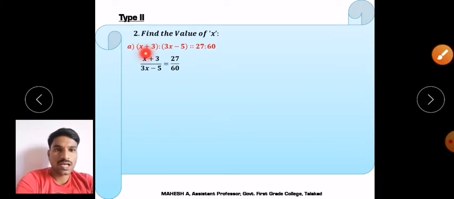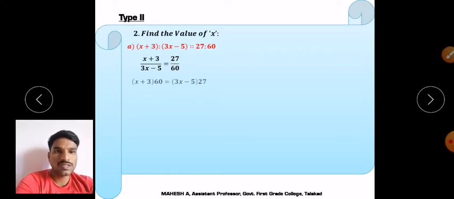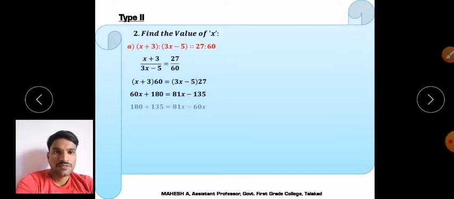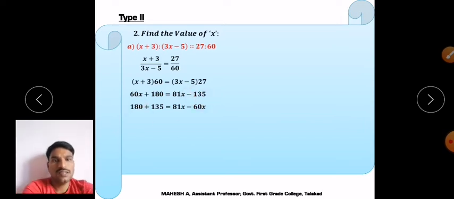When doing cross multiplication, what should you do? x plus 3 into 60 and 27 into 3x minus 5. This is the cross multiplication which we have done. Then you multiply x plus 3 into 60, that is 60 into x and 60 into 3. 60 into x, 60x, 60 into 3, 180. 27 into 3, 81x, 27 into 5, 135.